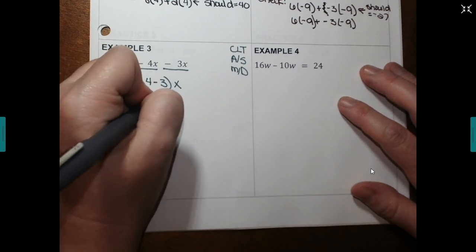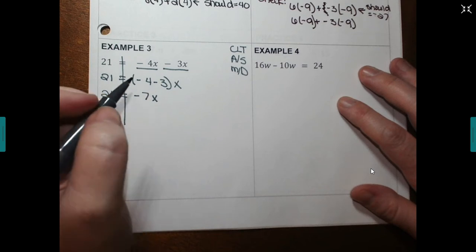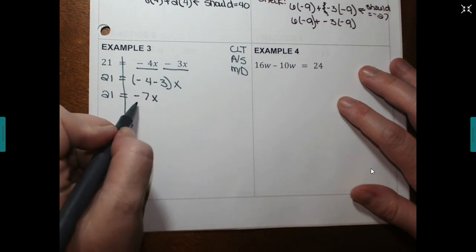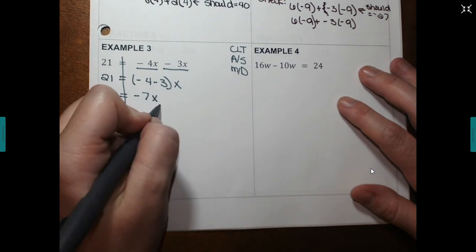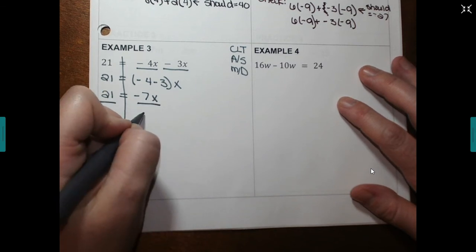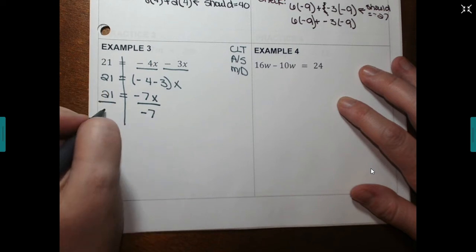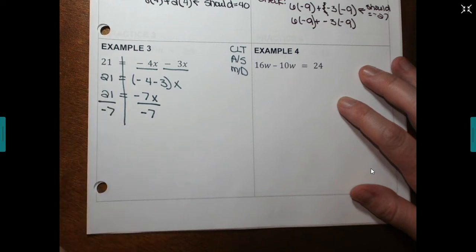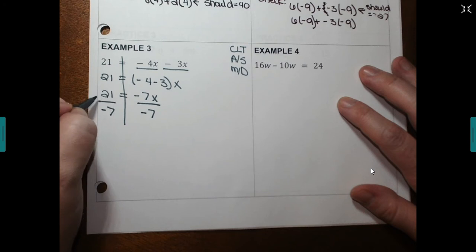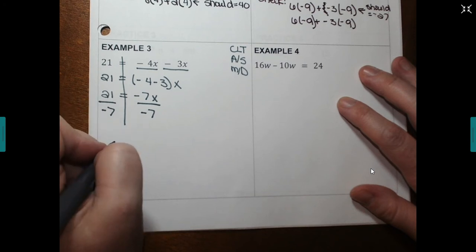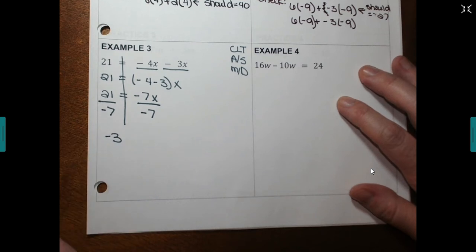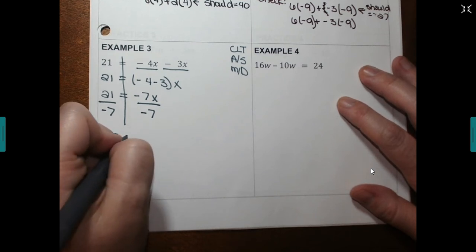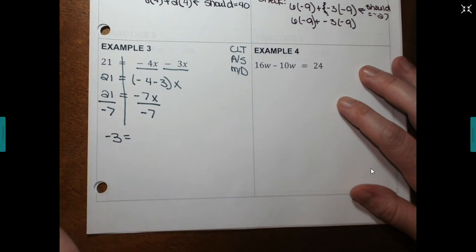Negative 7x. Okay, so now this is familiar territory, because I know here I have negative 7 times x. I know what to do. I can divide both sides by negative 7. This one right here is a great moment for Desmos. 21 divided by negative 7 is going to give you negative 3. I always recommend, guys, if you have negatives, just use Desmos. So negative 3 is going to equal, these negative 7s cancel out.